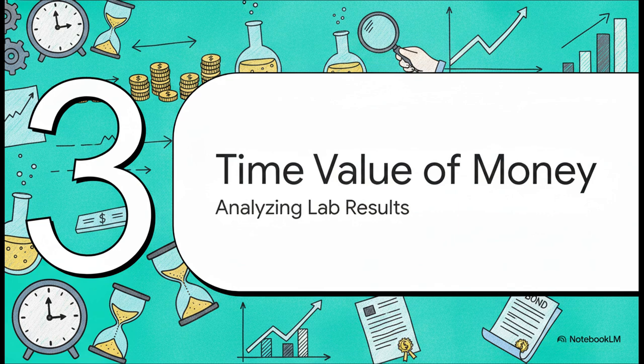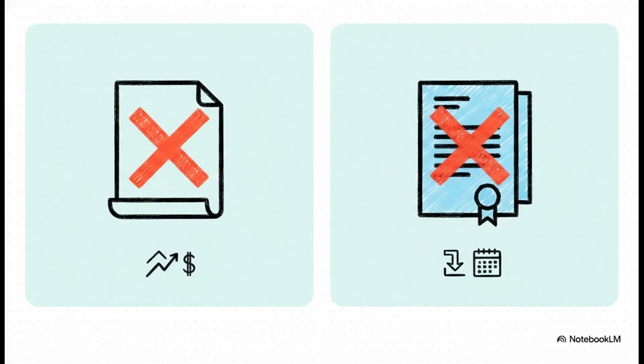All right, Section 3, time value of money. Let's analyze those lab results. This is where it gets really fascinating. If you do a direct comparison between cumulative and non-cumulative bonds, a clear truth emerges.